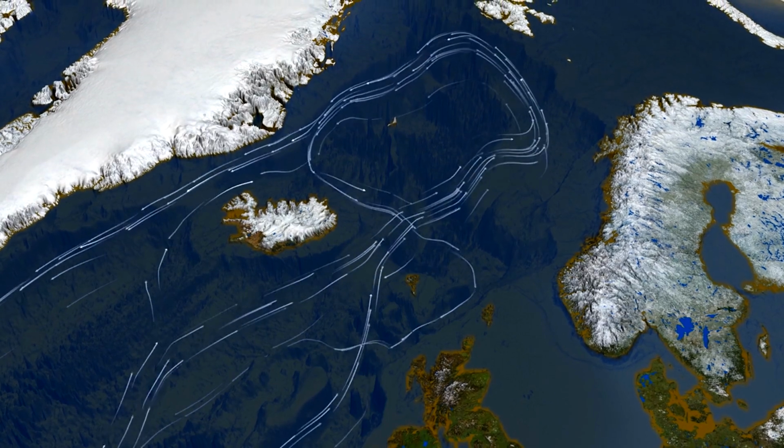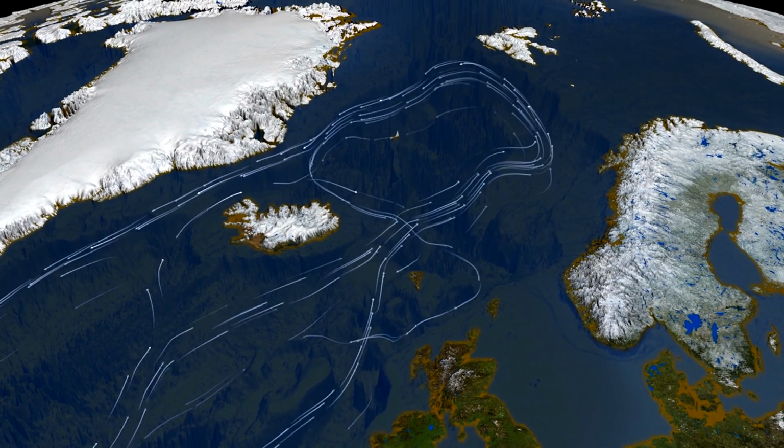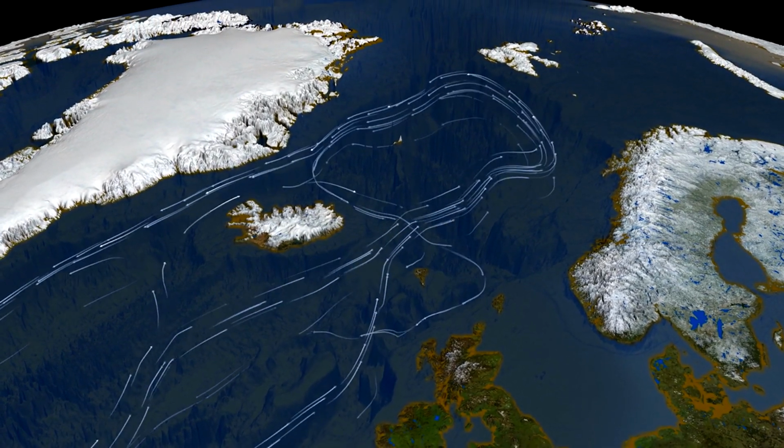Ever wondered how ocean currents affect sailing on the high seas? Well, stay tuned as we delve into the fascinating world of ocean currents to find out.